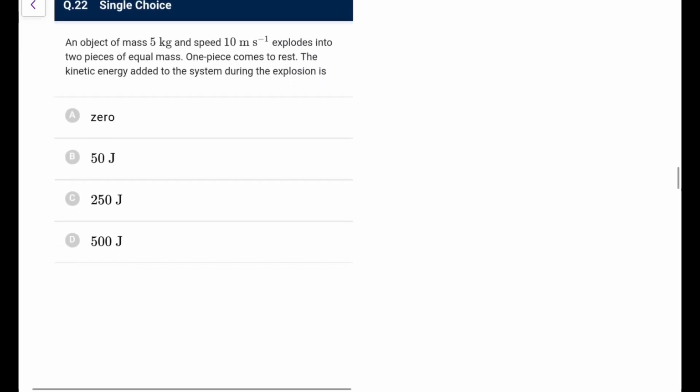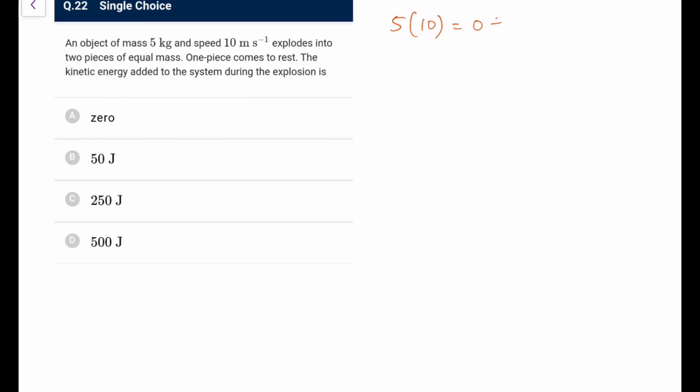Next one. Object of mass 5 kg, speed 10, explodes into two pieces of equal mass. One piece comes to rest. The kinetic energy added to the system during the collision is? So from momentum conservation I can say it should be conserved: 5 into 10 equals 0 for one piece plus 2.5 into V. So V comes out as 50 upon 2.5, or you can say 20 meter per second. So the kinetic energy added, K final, is half into 2.5 into 20 square.